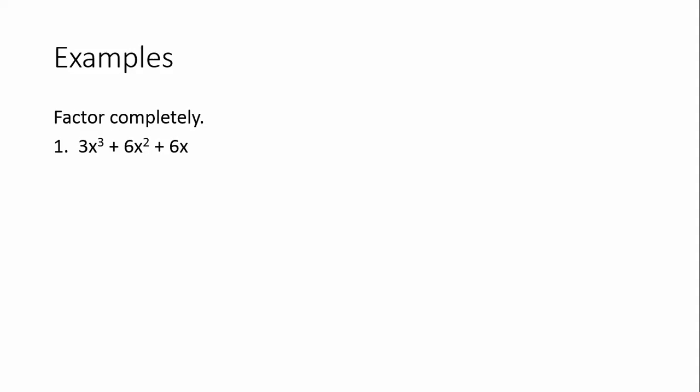So factor completely. We have 3x cubed plus 6x squared plus 6x. This looks very different. Notice every term has an x in it, and every term is divisible by 3. So we can actually factor out a 3x. That leaves us with x squared plus 2x plus 2.